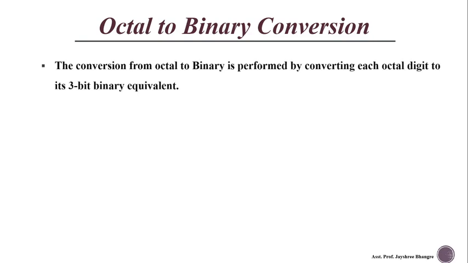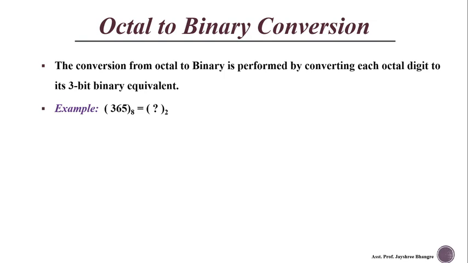So, to convert this octal number into binary, we have to perform it by converting each octal digit to its 3-bit binary equivalent. Okay, so we have to write the binary equivalent for each digit of the octal number. Let's see the example, so we will get how we can convert it into binary.